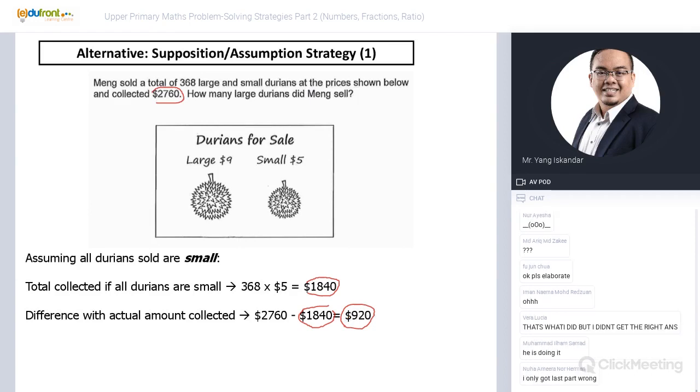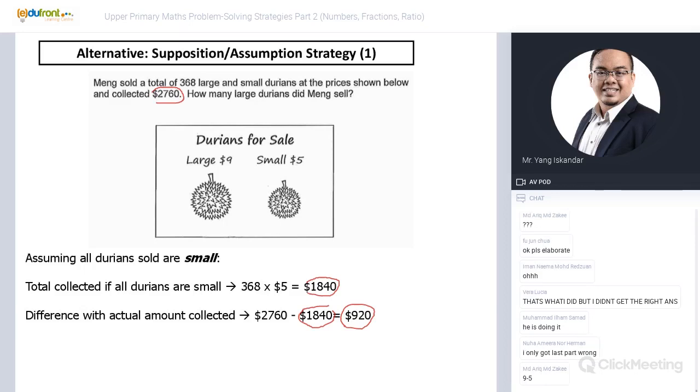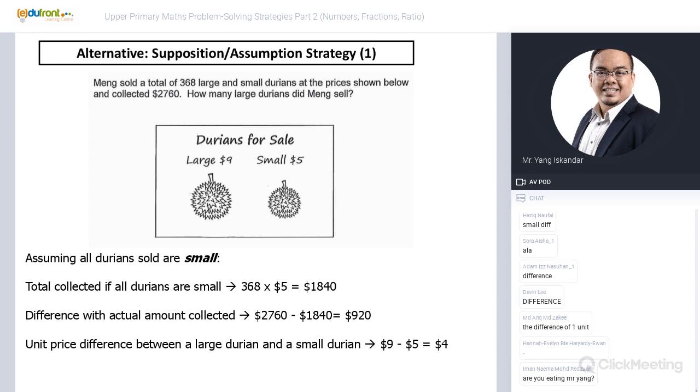920. Now, can you tell me what's the next step? Nine minus 5. Oh, well done. Why 9 minus 5? Because we want to find the difference of 1 unit. Okay, we want to find the difference of 1 unit, right? Because one large durian costs $9, one small durian costs $5. So the difference is 9 minus 5, I get $4.